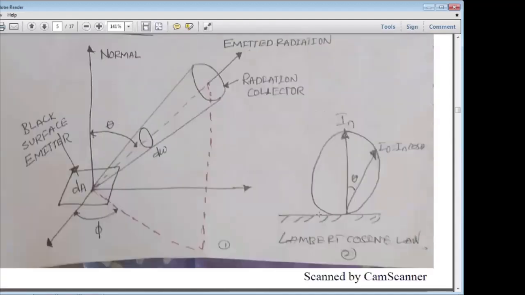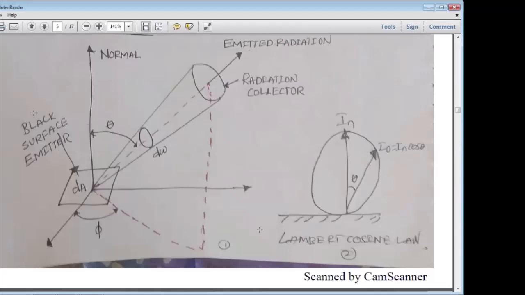So this is the Lambert cosine law. What it is saying is the normal. Normal means if it is a radiating surface here, then the normal radiation is normal to the body, and it is the cosine of angle theta, that is, I theta is equal to I n cos theta. That is the Lambert cosine law.